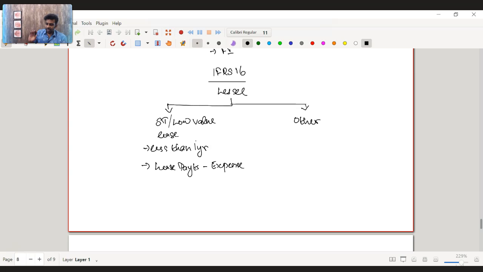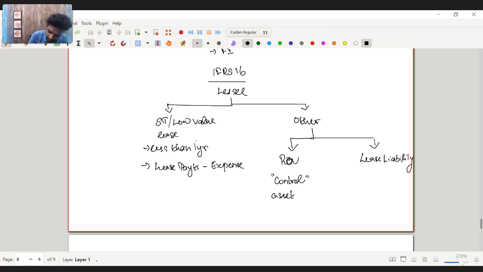But for all other leases, two things have to be created. One is the ROU, a right of use asset. Second is a lease liability. ROU is called the right of use asset because in ROU there will be control of the asset to the lessee. So what is the control of the asset to the lessee?